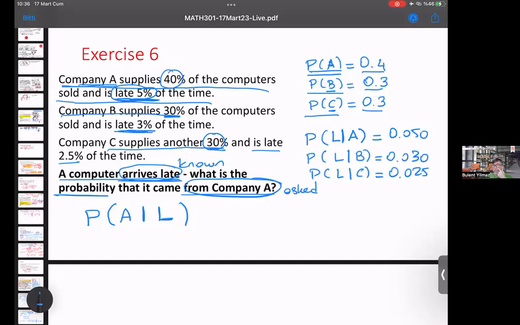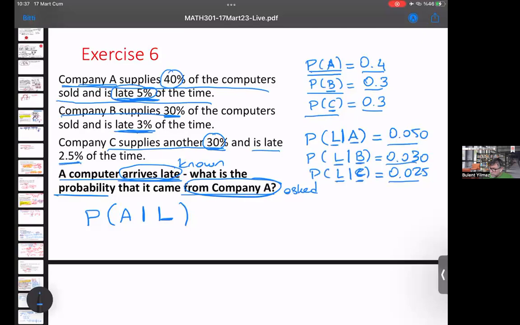Okay. So how did I write this? If it is coming from company A, what's the probability of being late? If it is coming from company B, what's the probability of it being late? What's the probability of that computer being delivered late, when I know that it's coming from company C? These are all given here, right? 5%, 3%, 2.5%.